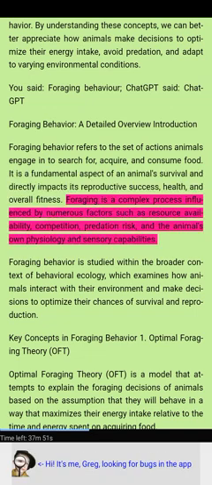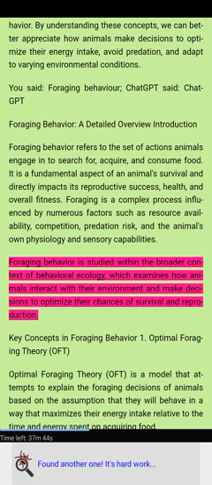Foraging is a complex process influenced by numerous factors such as resource availability, competition, predation risk, and the animal's own physiology and sensory capabilities. Foraging behavior is studied within the broader context of behavioral ecology, which examines how animals interact with their environment and make decisions to optimize their chances of survival and reproduction.